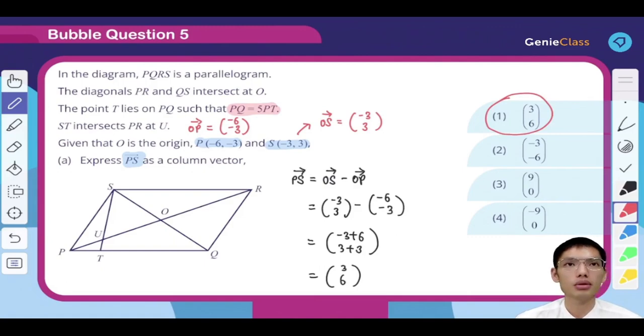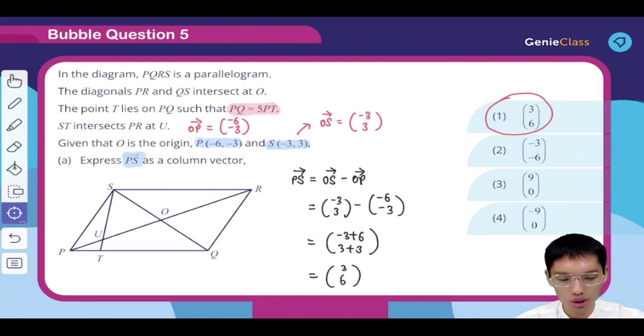So that's one thing to take note. Shortcut, faster. This should be the ideal way of doing it so that you don't confuse yourself. Some of you, I know, do PO plus OS, but that means you need to multiply by negative 1, which might confuse you. So always follow the notion OS minus OP. Alright, I hope this is good.